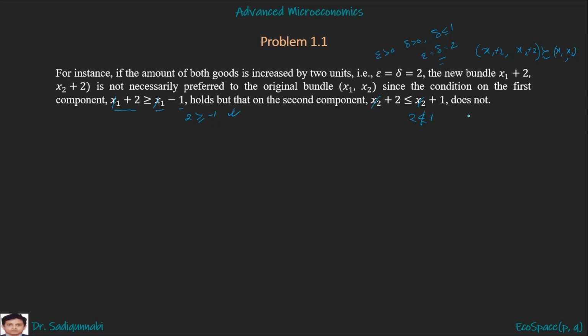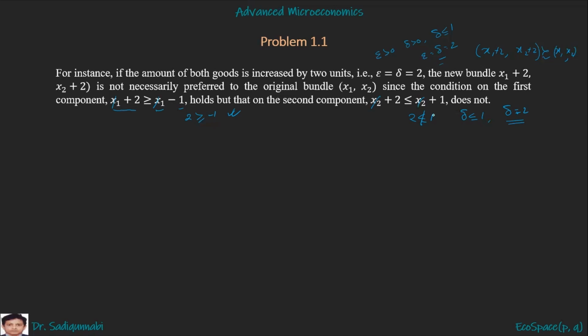That's why we have seen that our condition was delta should be less than or equal to 1. If delta is equal to 2, our condition doesn't apply here. So monotonicity doesn't hold if delta, the increment of the second component of the bundle, is increased by more than 1.